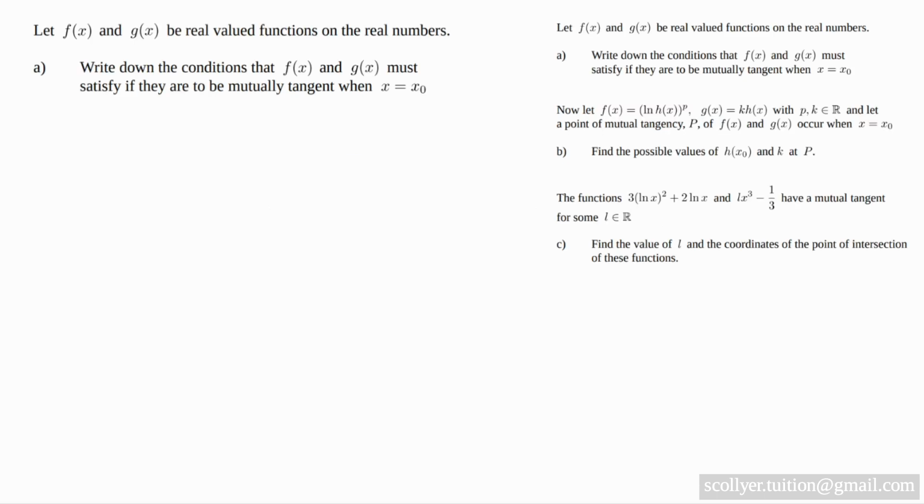Let f(x) and g(x) be real-valued functions on the real numbers. Part A. Write down the conditions that f(x) and g(x) must satisfy if they are to be mutually tangent when x equals x_0.